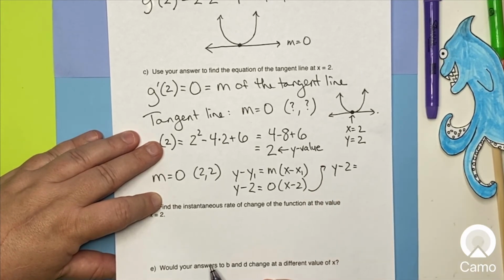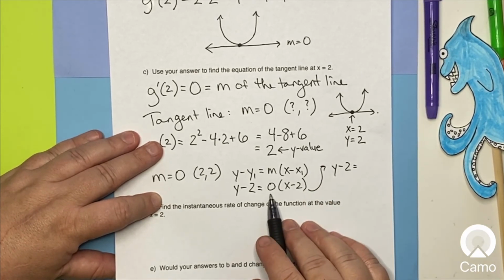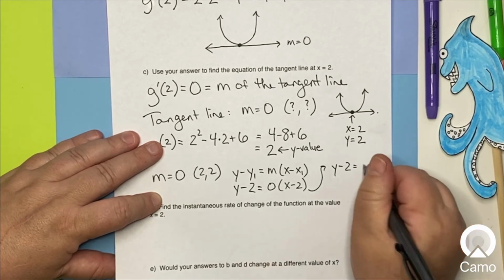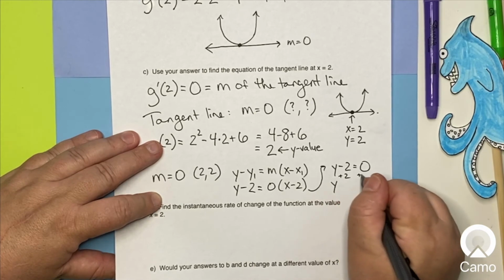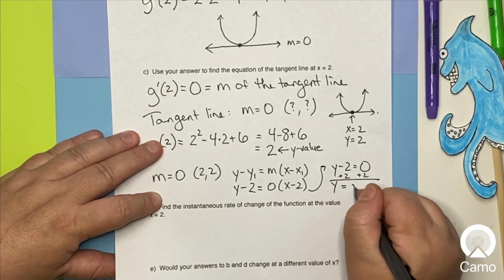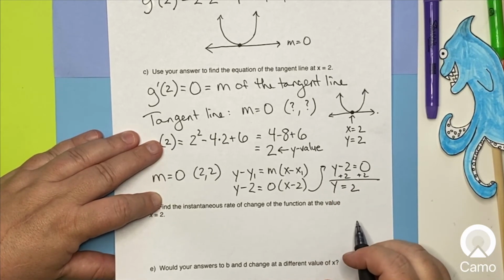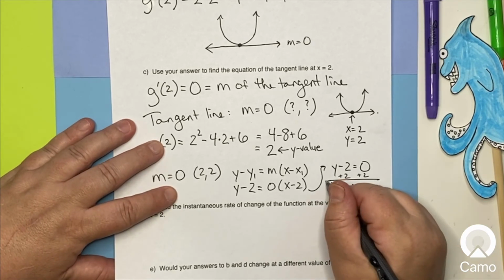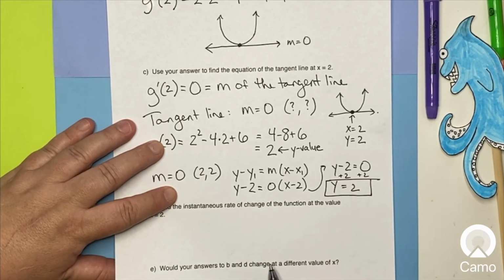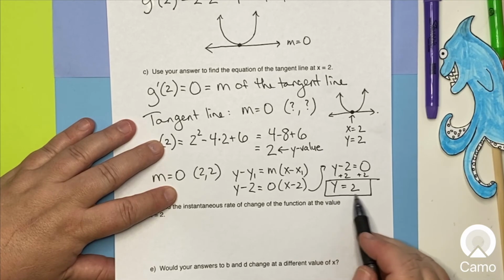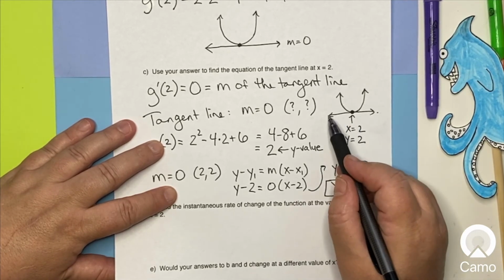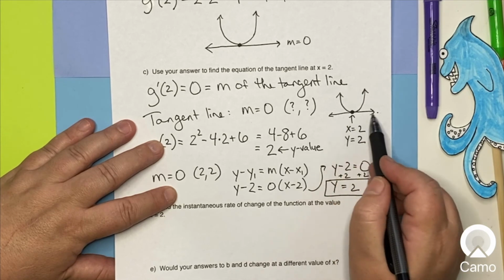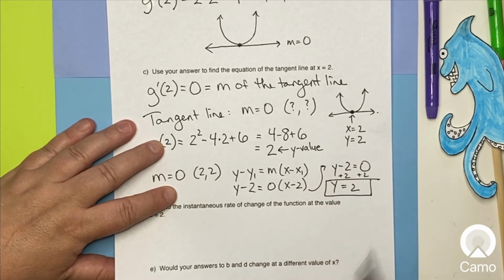Now we got an interesting situation. When I multiply by 0, what happens? 0. So the equation of the tangent line is y equals 2. Why is it this weird format? Because it's a horizontal line. And the equation of a horizontal line is y equals some value.